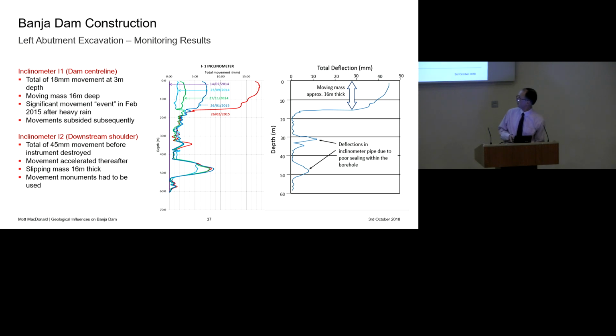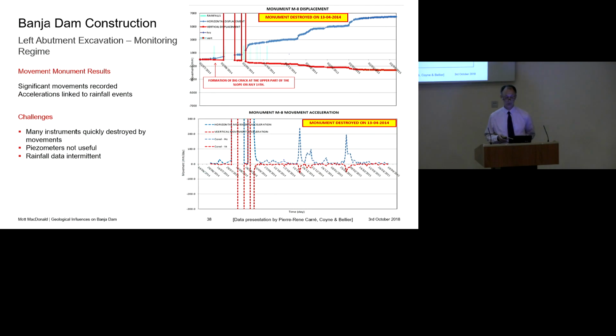Inclinometer I2 was in the area of the slipped mass on the downstream shoulder. It moved something like 45 millimetres before it became unserviceable. But the depth of movement was very much the same. It gave us the information that the slipping mass was something like 16 metres thick. But then that became unserviceable because it had moved too far. The piezometers weren't working particularly well, and so we were left with the movement markers. And the movement markers ended up being the most useful thing of all.